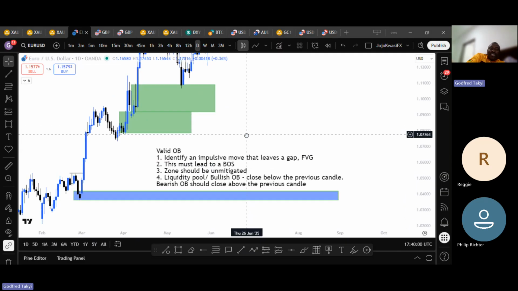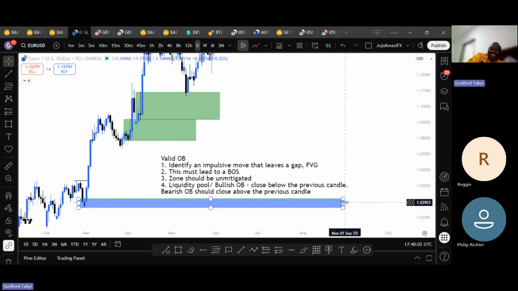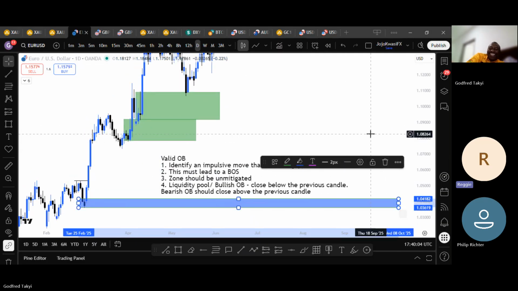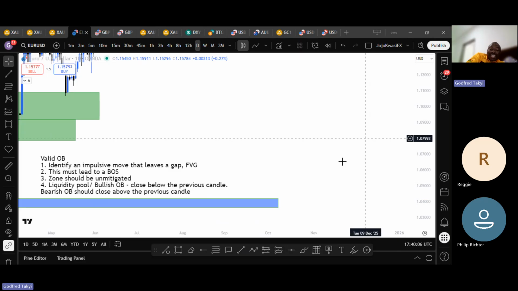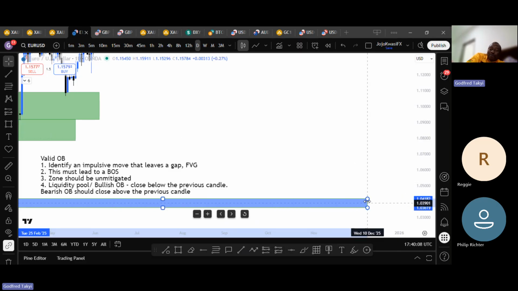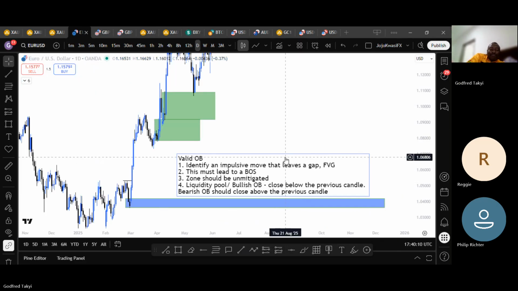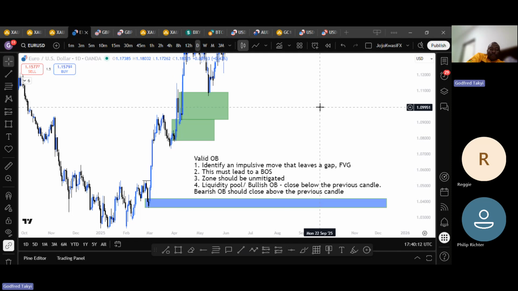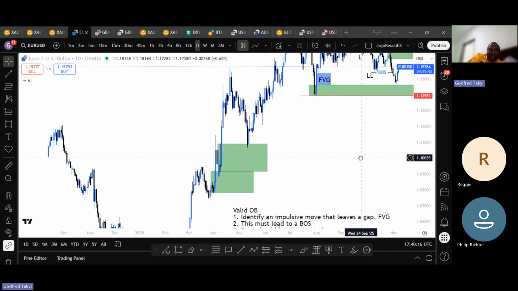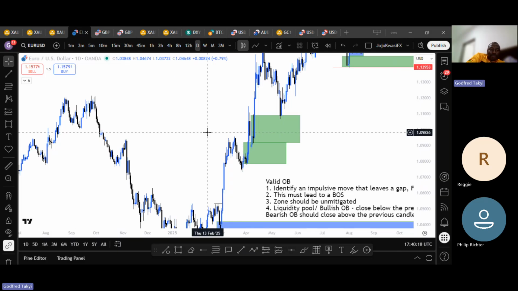If I'm you, I'll open my chart and be doing the same thing on my chart. If price returns here, that's how I'm even marking it. Don't play with it. So that's a perfect example of a bullish order block. Let me see if I can find a bearish order block.